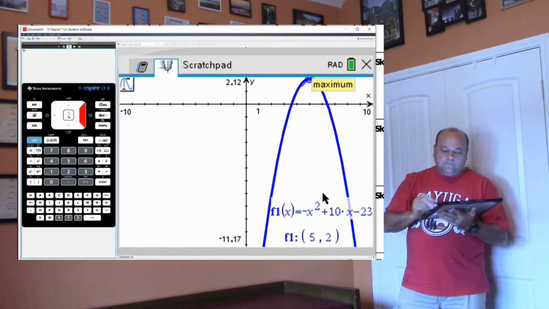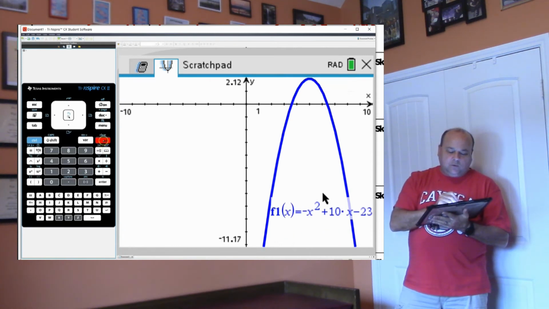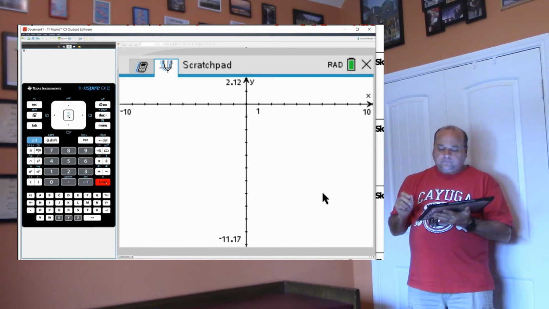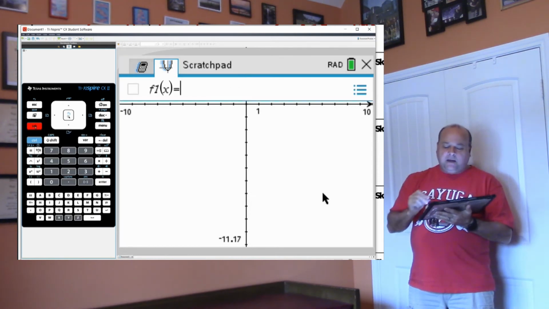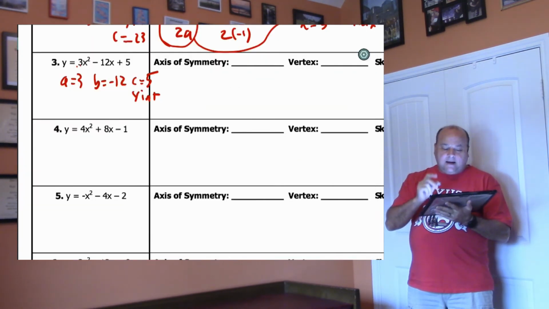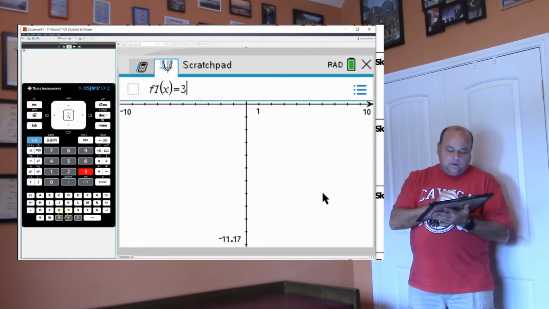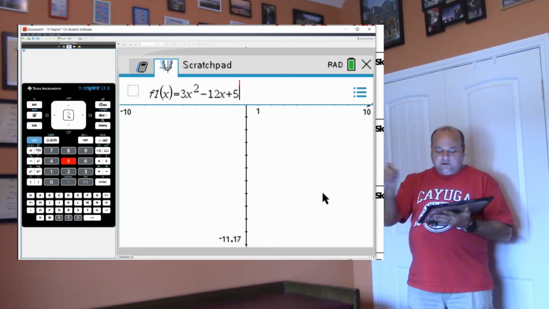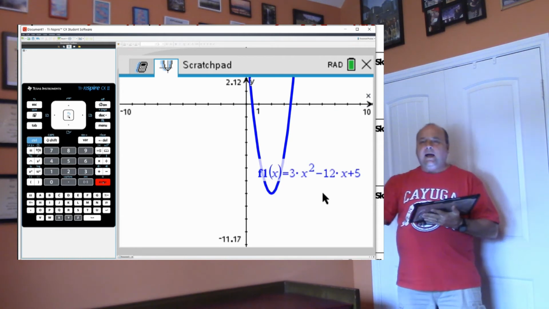So let's graph it. I'm going to hit delete 3 times. 1, 2, 3. This lesson will take a while, okay? Hit enter. And then hit the tab button. And then I'm going to go back. 3x squared minus 12x plus 5. Hit enter. I get this graph.